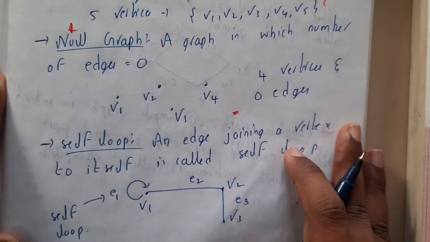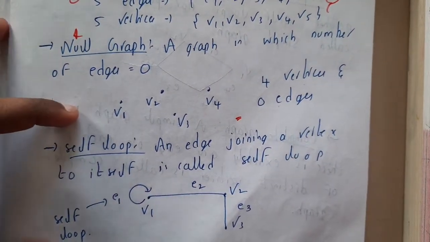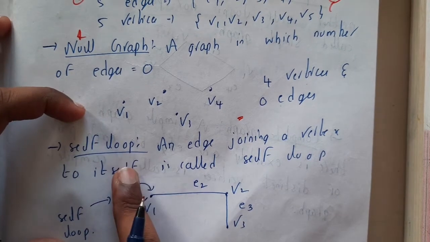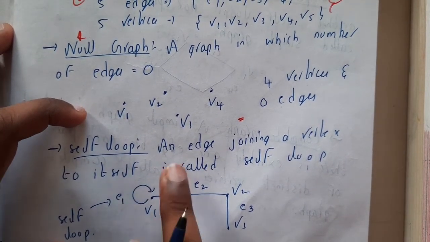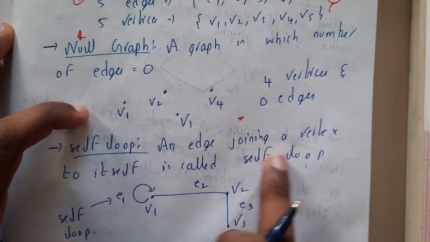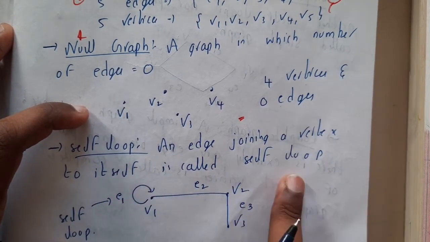Similarly, what is a self loop? From the name itself, you can say self loop. It is visiting itself, right? Indirectly. So an edge joining a vertex to itself is called a self loop.